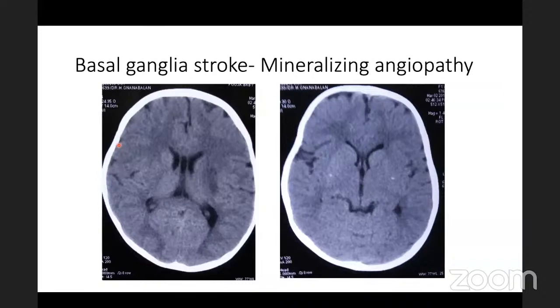Pediatricians should know one particular kind of stroke, which is called basal ganglia stroke, which is due to mineralizing angiopathy. So this is a very common condition which presents in toddlers. After very trivial trauma to the head, they suddenly wake up with weakness of one side of the body or dystonia of one side of the body. If you do a CT, you can see a hypodensity on one side of the basal ganglia.